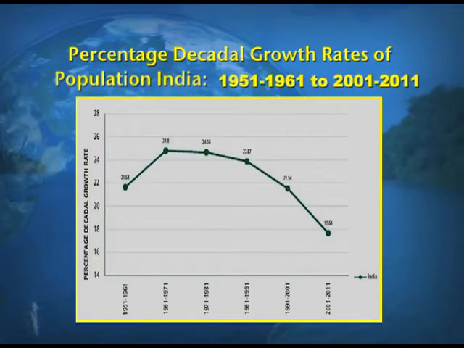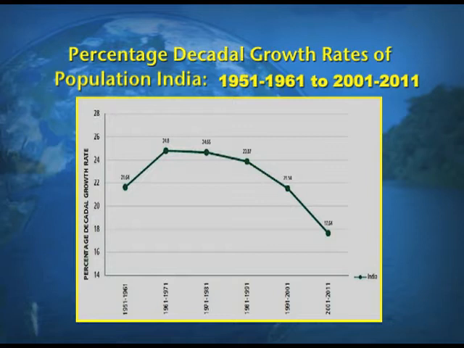Now, this diagram is a line graph which shows the percentage growth rates of the population between the different years 1951 to 61 to 2001 and 2011. So, in 1961 and 71, and in the previous decade, that is 51 to 61, there was a rise in the percentage of the growth of population, and that rise was from 21% to 24.8%, as the diagram is self-explanatory, the curve is rising up.